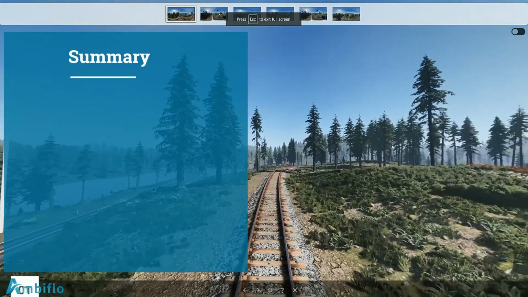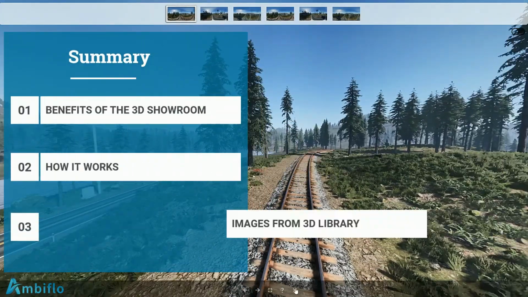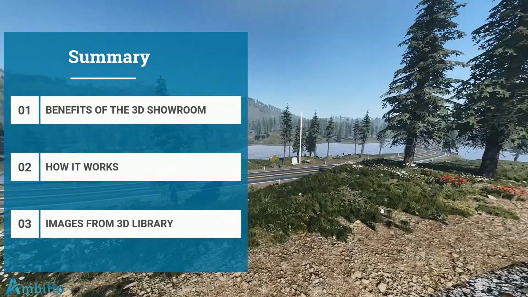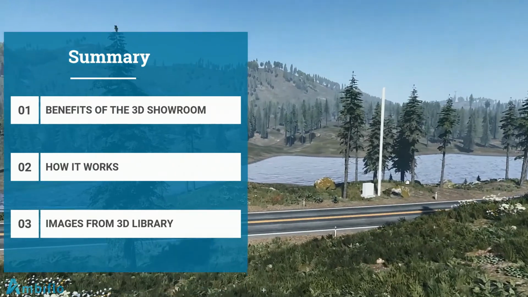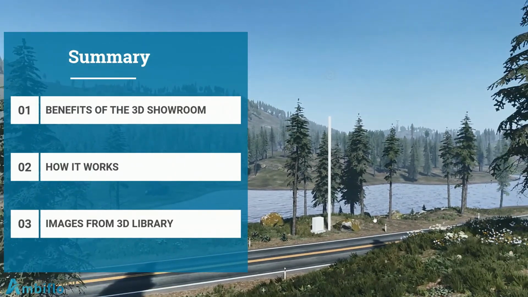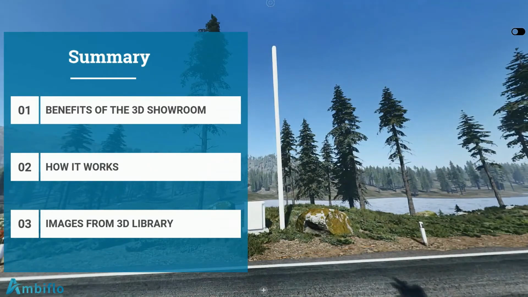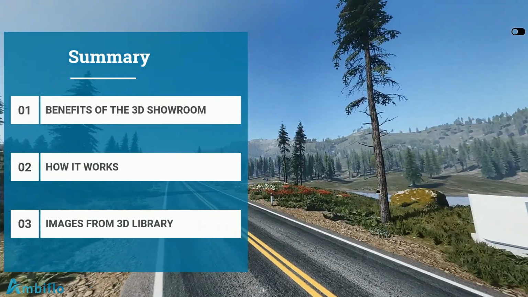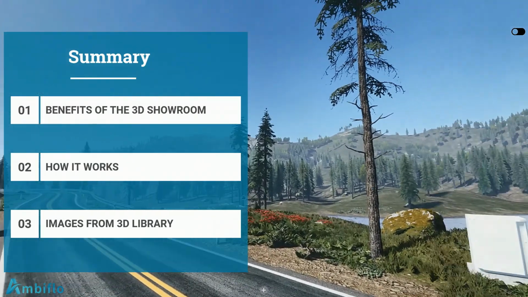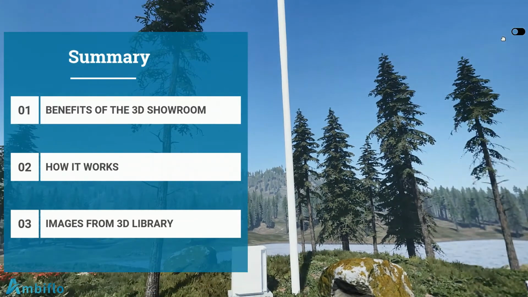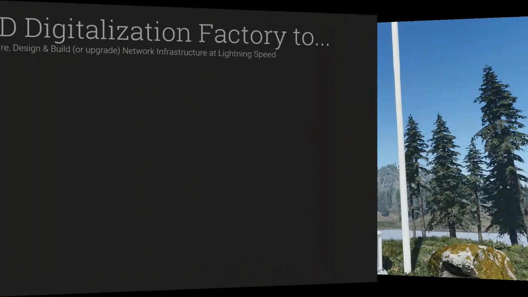Now we're going to have a look at three things. Firstly, the benefits of the 3D show, and we're going to summarize those. Then we're going to speak about how it works, and we're going to finish with a selection of images from one of our 3D component libraries. I'm showing you those because these are all components that you can access in your core application. You can use those components.